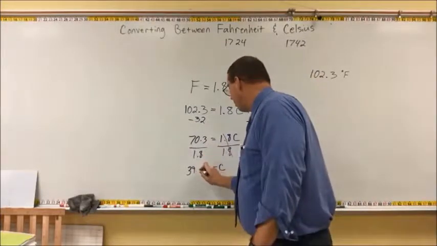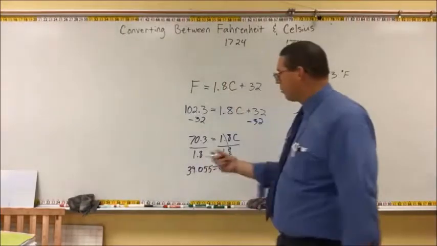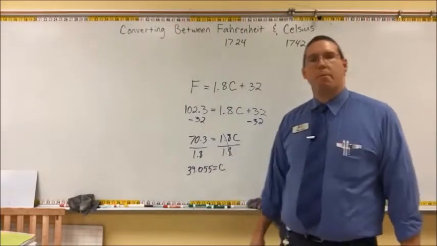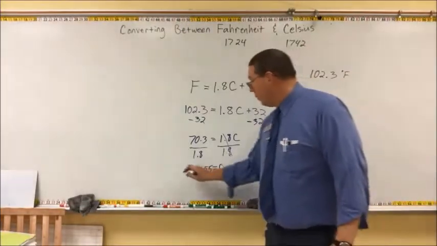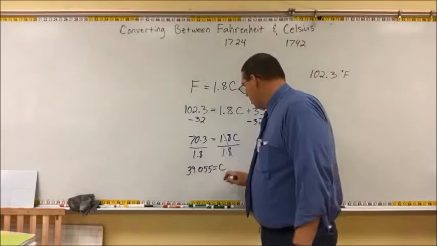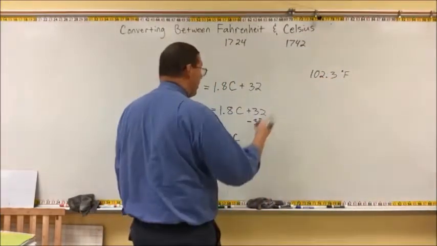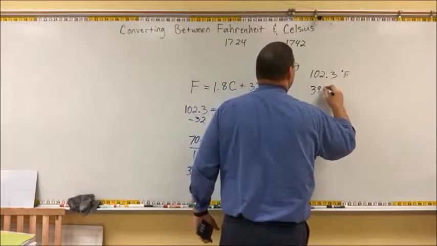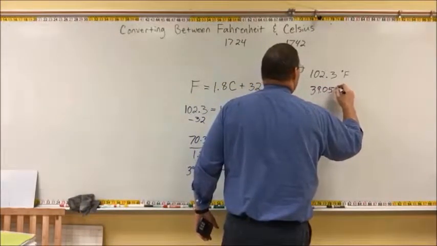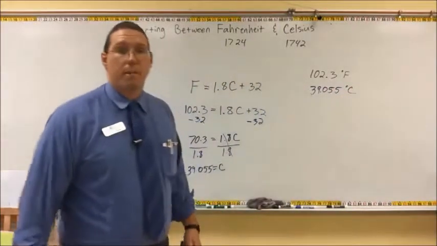39.055555. So let's just put 39.055. Maybe we'll put that, or 39.06 or 39.1, whatever. I'm not sure where you're going to have to go. But what that basically means is 102.3 degrees Fahrenheit is the same thing as 39.055 degrees Celsius. That's the same thing, okay?